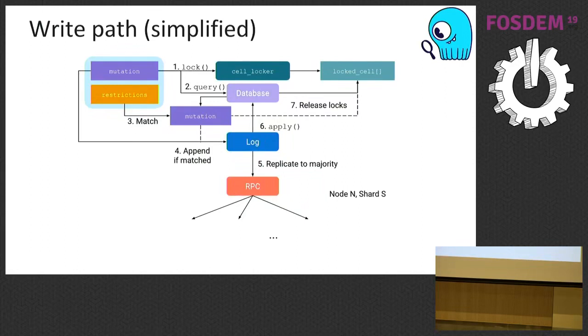We query the database to find out what's the current value. We compare that against a set of restrictions. And if they match, then we apply the entry to the log. From there, we communicate with the followers to try and replicate that log entry. And when we finally replicate it to a majority of followers, that entry is committed. And committed entries can be safely applied to the database.